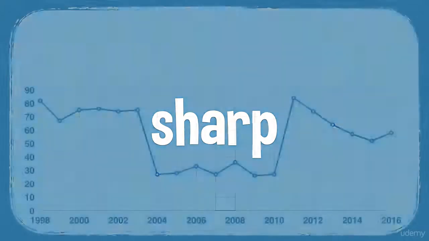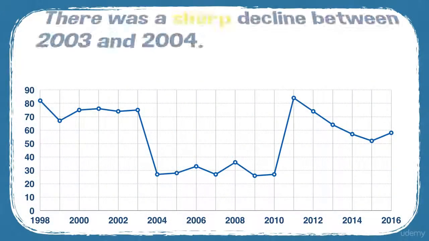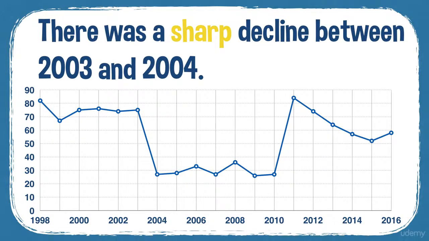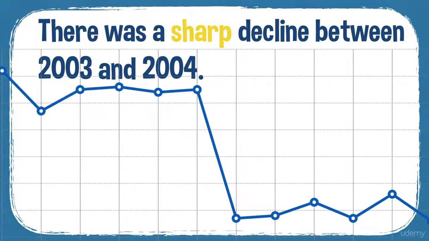Your next word is sharp. Sharp. Sudden and sharp can be used for relatively minor changes that happen quickly but suddenly. So, for example, there was a sharp decline between 2003 and 2004. So in just 1 year, there was a sharp decline.